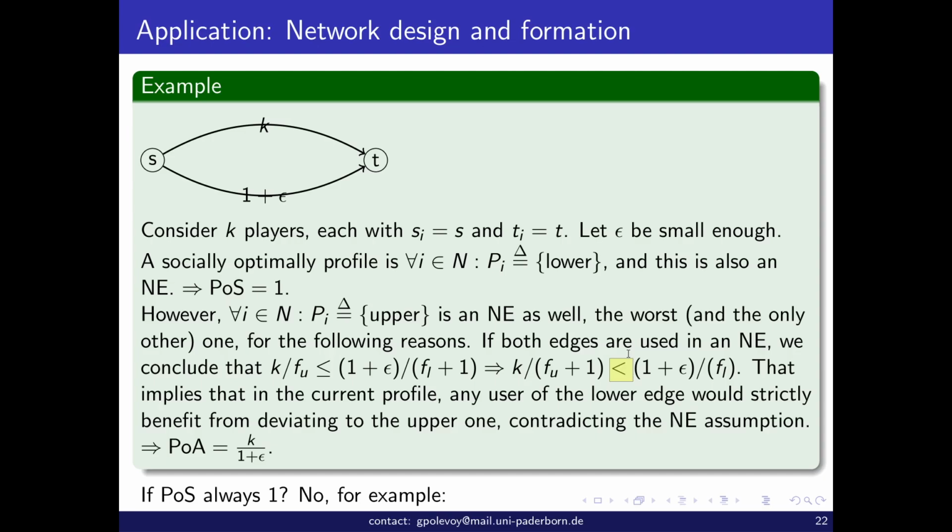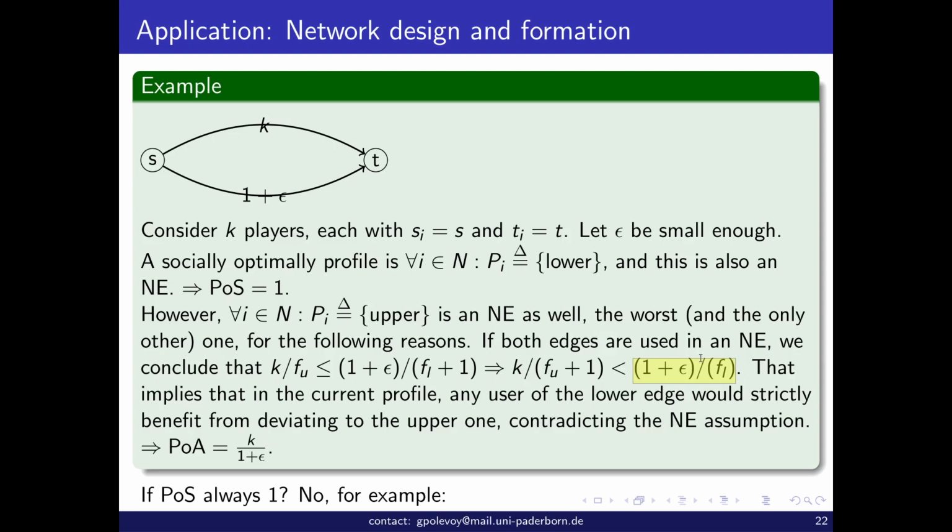And that new condition, what does that imply? So think, maybe stop the video. What that implies is that in the current profile, any user of the lower edge would strictly benefit from deviating to the upper one, because any user of the lower edge now pays exactly 1 plus epsilon divided by the number of the users of the lower edge, which I denote by fl. That's the right hand side. That's what any user of the lower edge pays now.